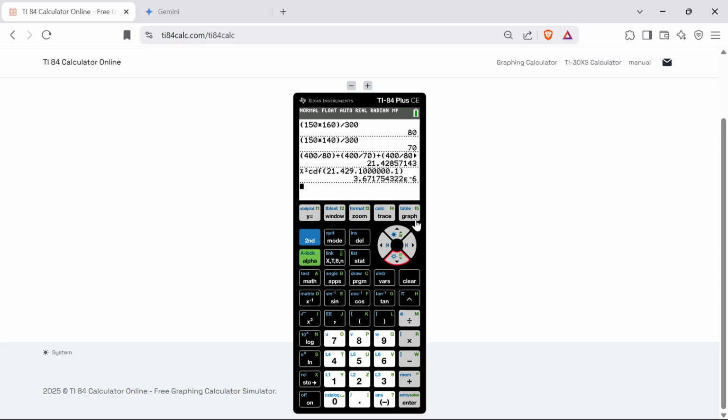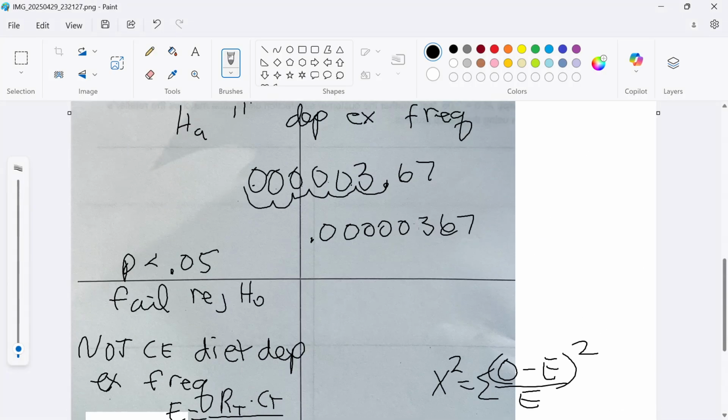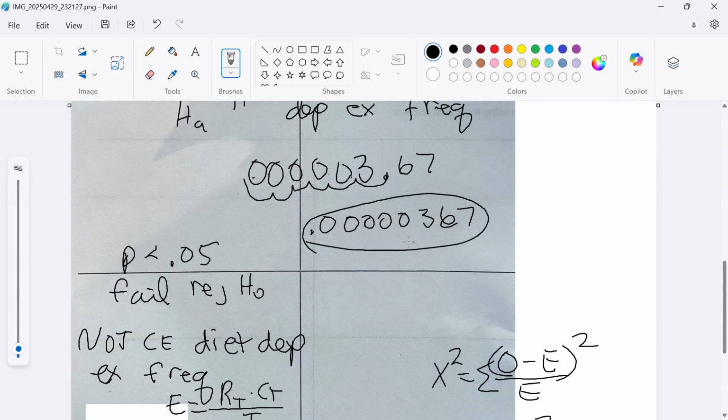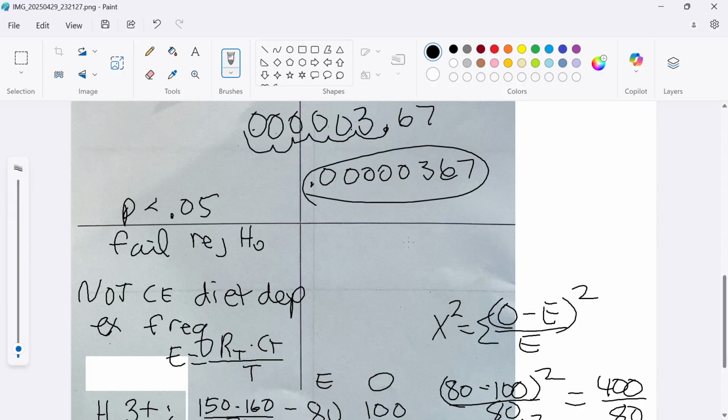I get 3.67 times 10 to the negative 6th. Same value. And so again, the p-value is less than 0.05. I failed to reject the null hypothesis. There is not convincing evidence that diet is not independent of, or that diet is dependent of exercise frequency.